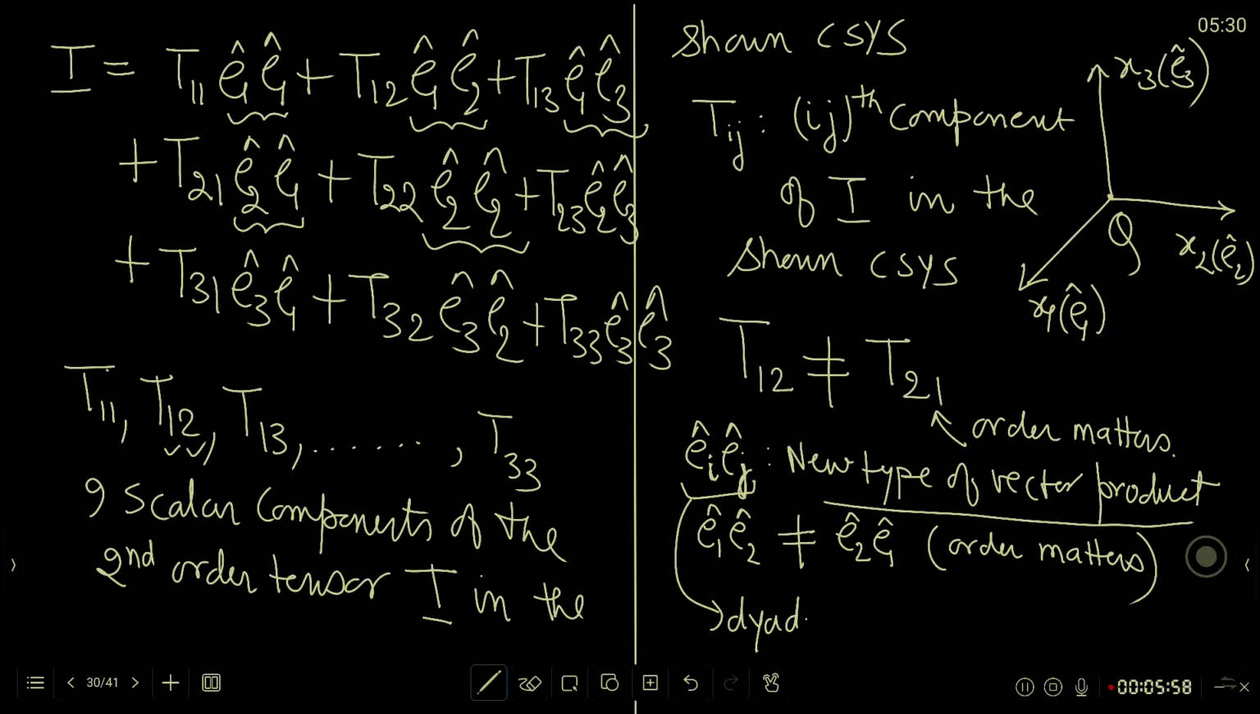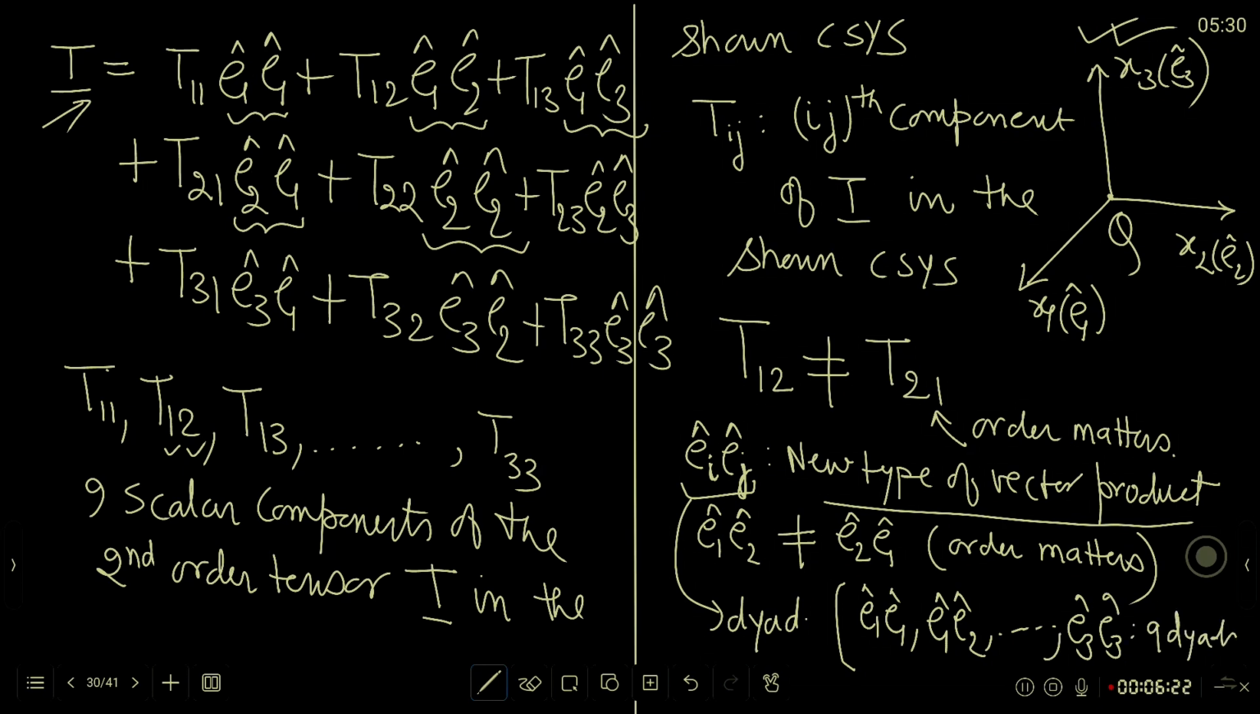So to be able to express a second order tensor in this coordinate system, we first need to define these dyads, and there are 9 of them. It will be E1E1, E1E2, like this, all the way to E3E3. So you first define 9 dyads, and then multiply them by the corresponding scalar components T11, T12, T13, and add them all together. That is the full expression for tensor T.